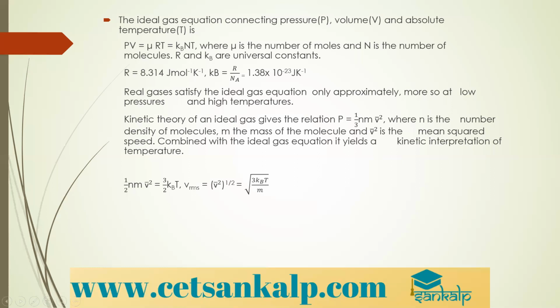Combined with the ideal gas equation, it yields a kinetic interpretation of temperature. That is given by half m times the average of v square equal to 3 by 2 Kb T. Therefore, the root mean square velocity Vrms is given by the square root of 3 Kb T divided by m, where Kb is the Boltzmann constant, T is the absolute temperature, and m is the mass of the given molecule. This is the expression for Vrms.